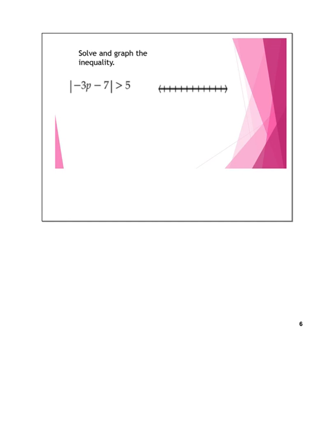So I need to make sure the absolute value symbol is by itself, which it is when I draw my line at my absolute value symbol. So now I can split it into two separate inequalities. Remember, when we have an absolute value, we're always going to have two different answers. So I have negative 3p minus 7 is greater than 5. And then my other side is going to say negative 3p minus 7 is less than negative 5. I'm going to change the direction of the sign and make that 5 a negative 5.